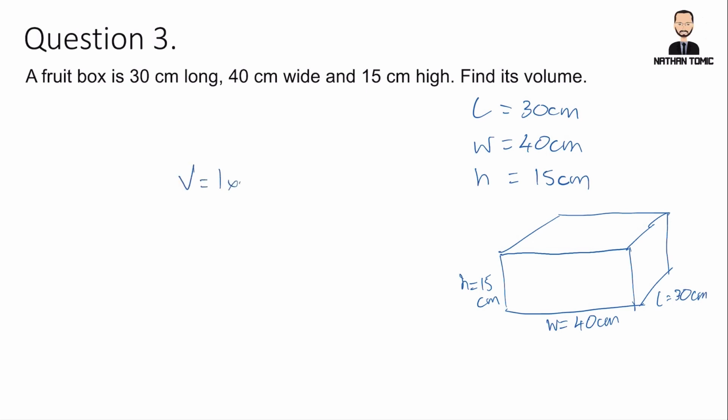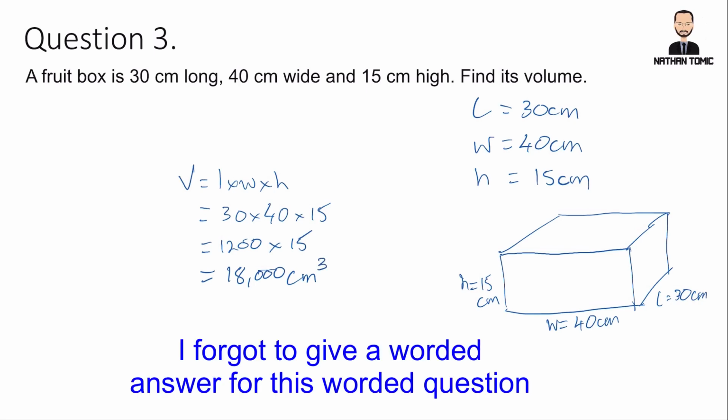Volume equals length times width times height, which is equal to 30 times 40 times 15. 30 times 40 equals 1,200, still multiplied by 15. And then we can do that math. Again, I'm just going to use my calculator now to save a bit of time. That comes to be 18,000. Okay, remembering that the unit is centimeters and not to forget the cubed. So this particular box has an 18,000 centimeter cubed volume.